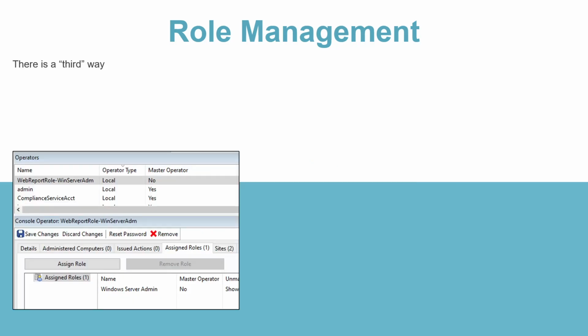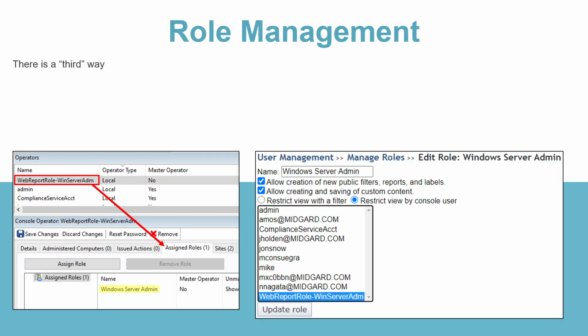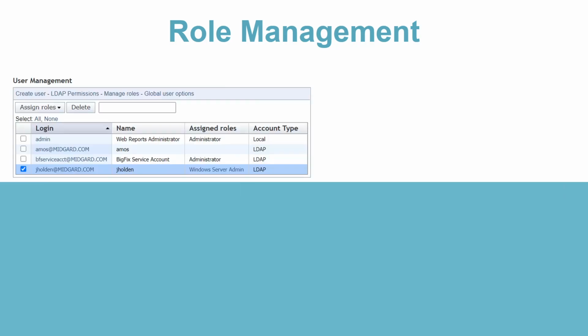Since Web Reports allows linking to a user but not a role, there's another way to manage visibility. Create an operator in the console which will act as a pseudo role for Web Reports. Make that operator a member of the console role that limits its access. Base the Web Reports role off that console operator. Any Web Reports user that is a member of that role will only see computers visible to that console operator on which this user's access is based.